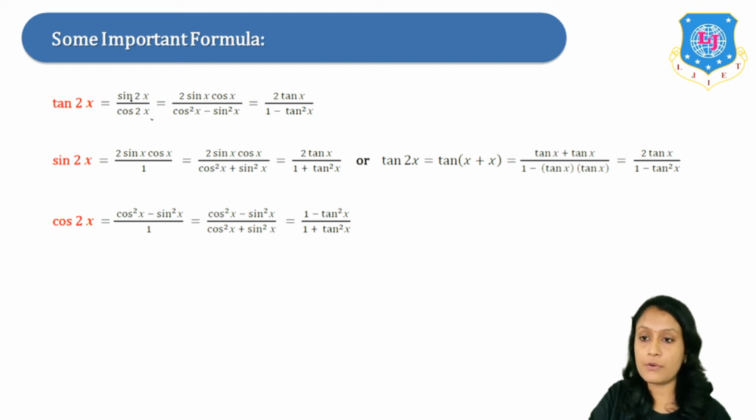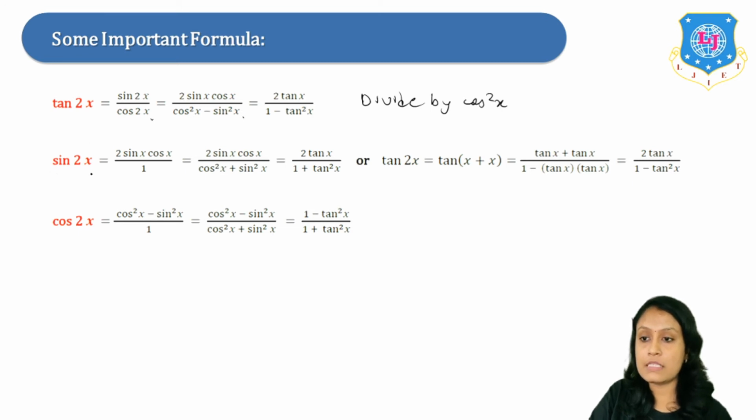We know the formula for sin 2x, 2 sin x cos x, and cos 2x is cos square x minus sin square x. Now divide this by cos square x. We need the formula in terms of tan, so we will divide it by cos square x, so you will get 2 tan x upon 1 minus tan square x.